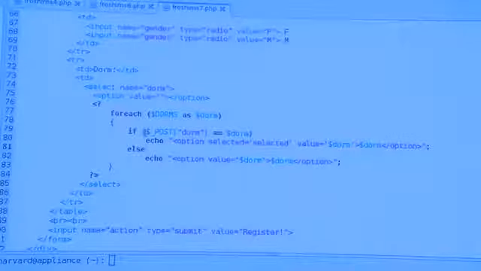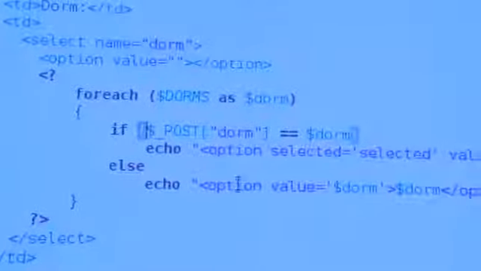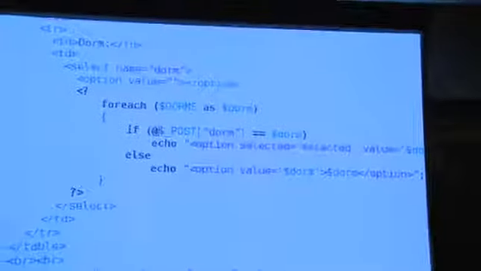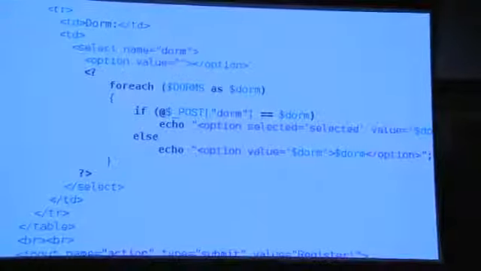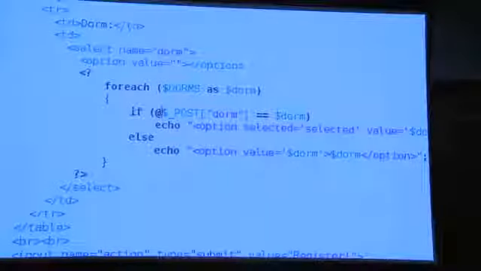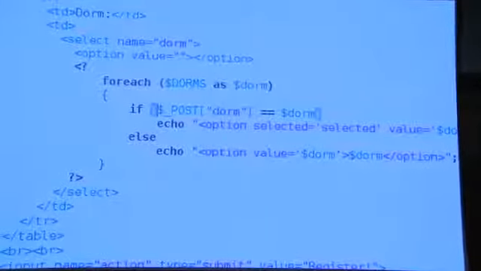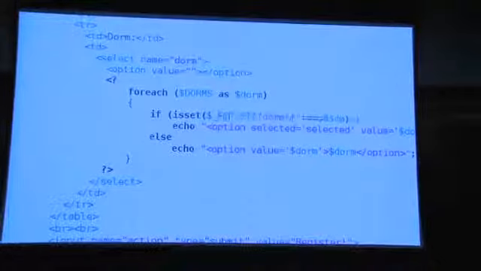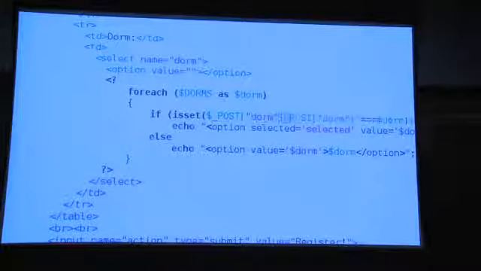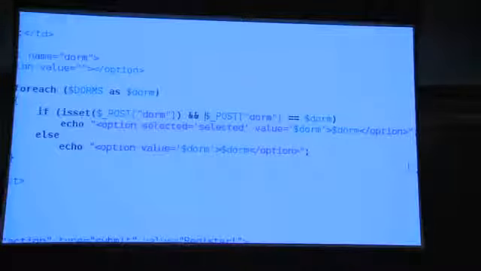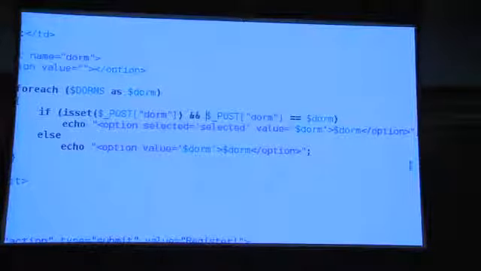So there's a couple of ways to fix this. The cheating way is kind of to just do this and suppress it. However, I would sometimes argue that this is kind of reasonable here, because the alternative is if isset $_POST dorm, and so that would fix it. But what do you dislike about this, perhaps?